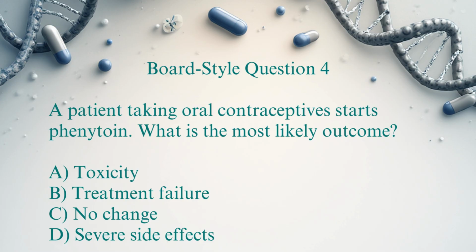When phenytoin is added, it speeds up the metabolism of the hormones in the oral contraceptive, estrogen and progesterone. Because those hormones are broken down faster than normal, their blood levels drop, and the contraceptive becomes less effective. Clinically, that means the patient is at risk for unintended pregnancy, even if she's taking the pill correctly. So this is not a toxicity situation, it's a loss of effect. Key idea. CYP inducers like phenytoin lower drug levels and cause treatment failure, especially with sensitive drugs like oral contraceptives.